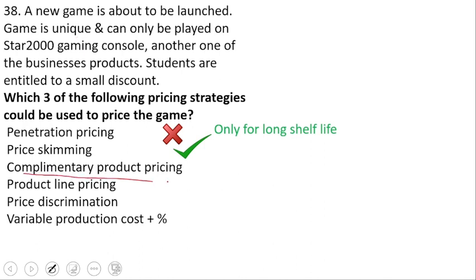Now, the third one, complementary product pricing. Yes, the two products, that's the new game and the Star 2000 gaming console, those are complementary products. So we can adopt complementary product pricing.